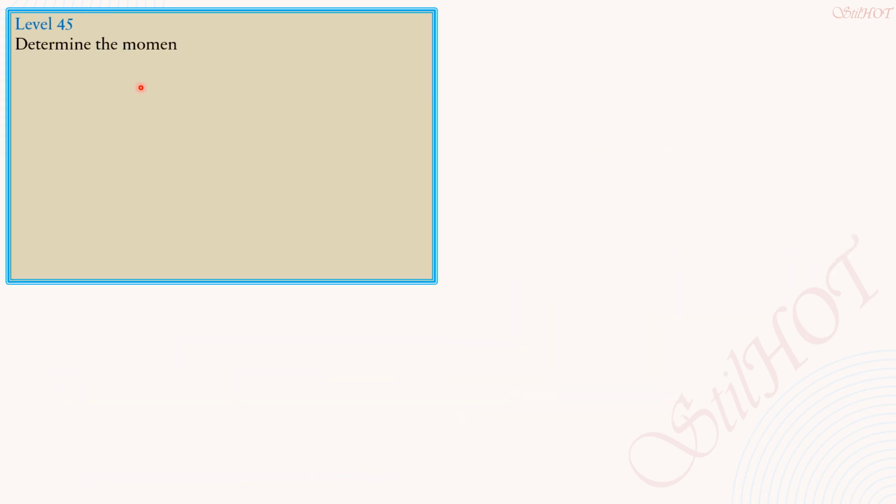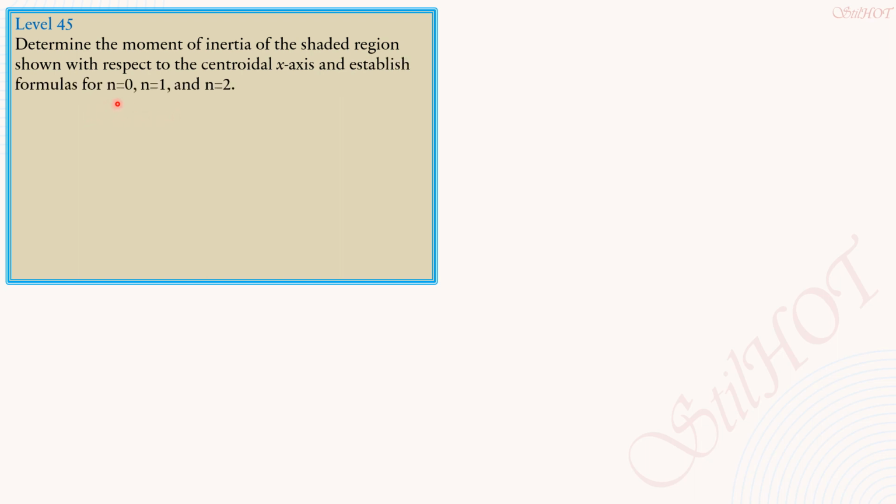Level 45, determine the moment of inertia of the shaded region shown with respect to the centroidal x-axis and establish formulas for n equals 0, n equals 1, and n equals 2. So here's the given figure, and this is the general curve.